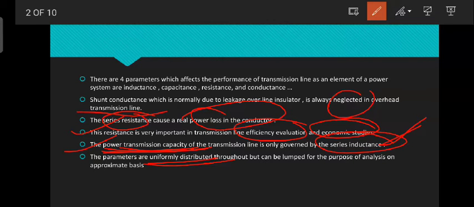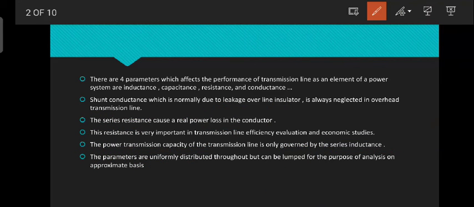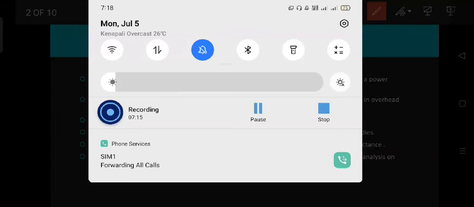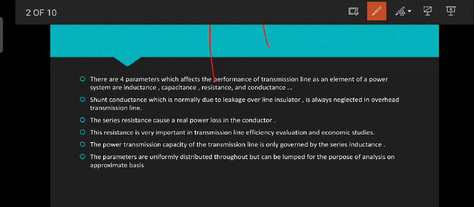But we cannot calculate a uniformly distributed network; we cannot predict it. That's why we lump all the distributed network into a lumped resistance, lumped inductance, and lumped capacitance, to find an approximate, not actual, result. I think it is clear to you. Then come to our next slide.